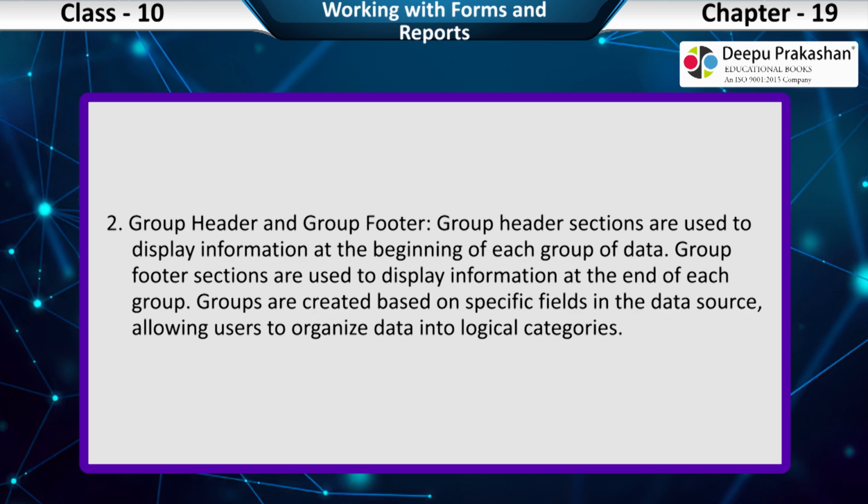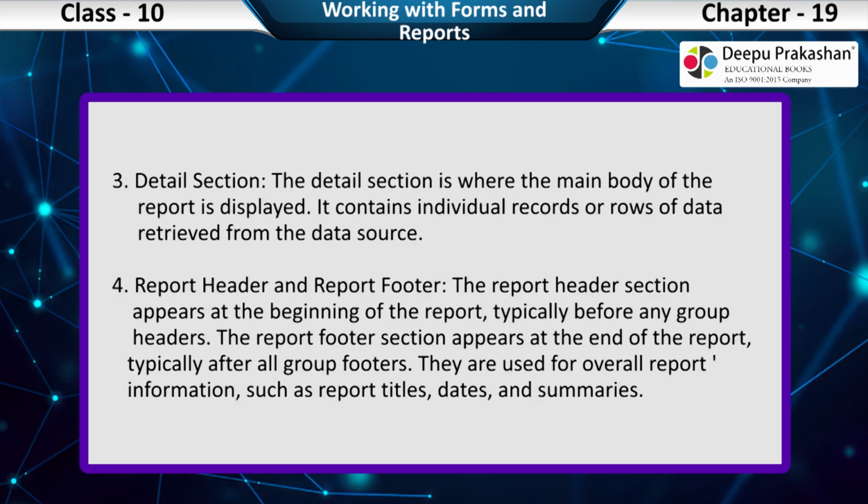Group header sections are used to display information at the beginning of each group of data. Group footer sections are used to display information at the end of each group. Groups are created based on specific fields in the data source, allowing users to organize data into logical categories. 3. Detail section. The detail section is where the main body of the report is displayed. It contains individual records or rows of data retrieved from the data source.